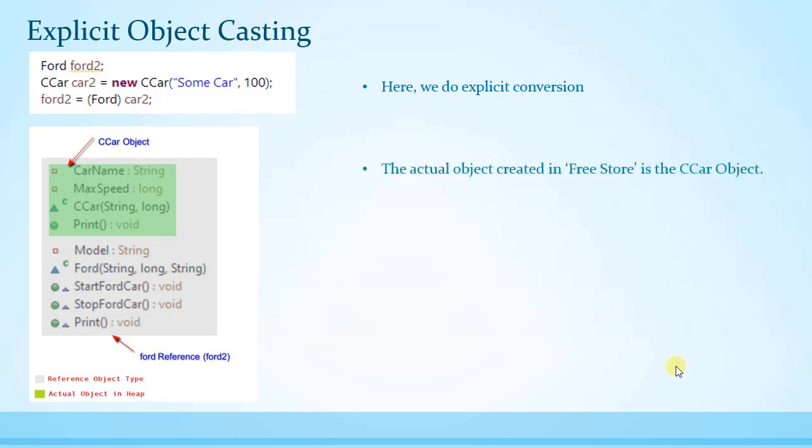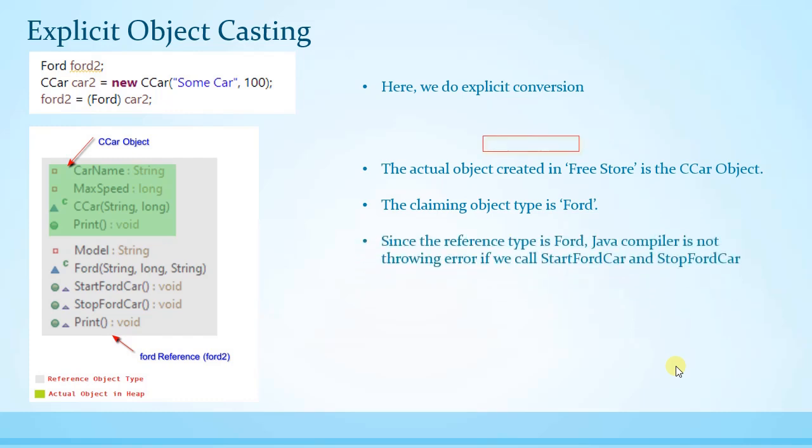Okay, the actual object created in the free store is a CCar object. The claiming object type is Ford, which you can see in the gray area in the picture. Since the reference type is Ford, the Java compiler is not throwing an error. If we call startFordCar and stopFordCar, that is not shown here in the code. We just left it at the typecasting itself. Soon we are going to see that at runtime Java will throw an error on this statement itself.